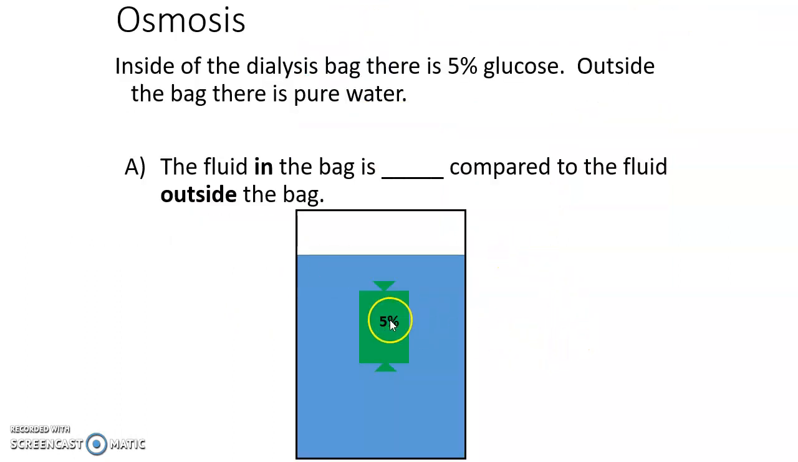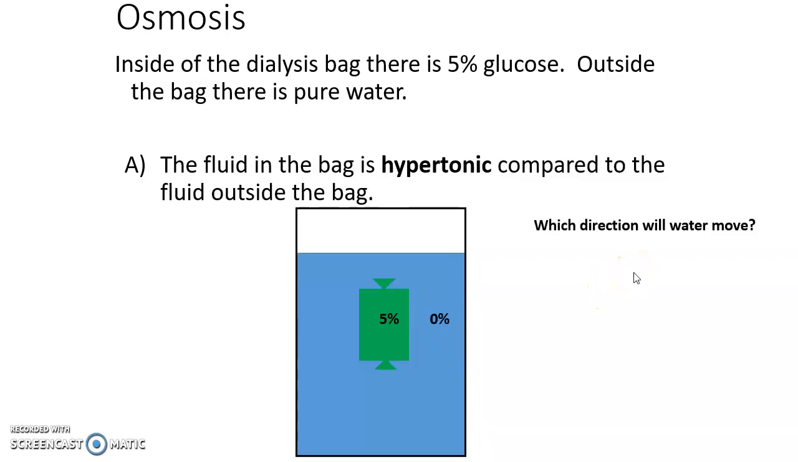All right, here's some more practice. Here's a dialysis bag in pure water, 5% glucose. Dialysis bag filled with pure water. The holes in the bag let glucose and water both pass through. The fluid in the bag is what to the fluid outside? Fluid in the bag is hypertonic. It has more solute, 5% versus 0.